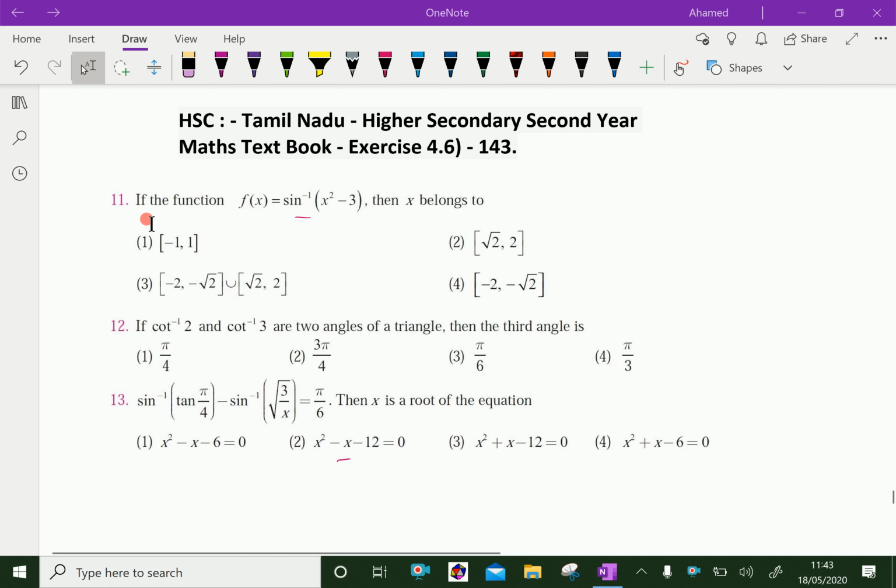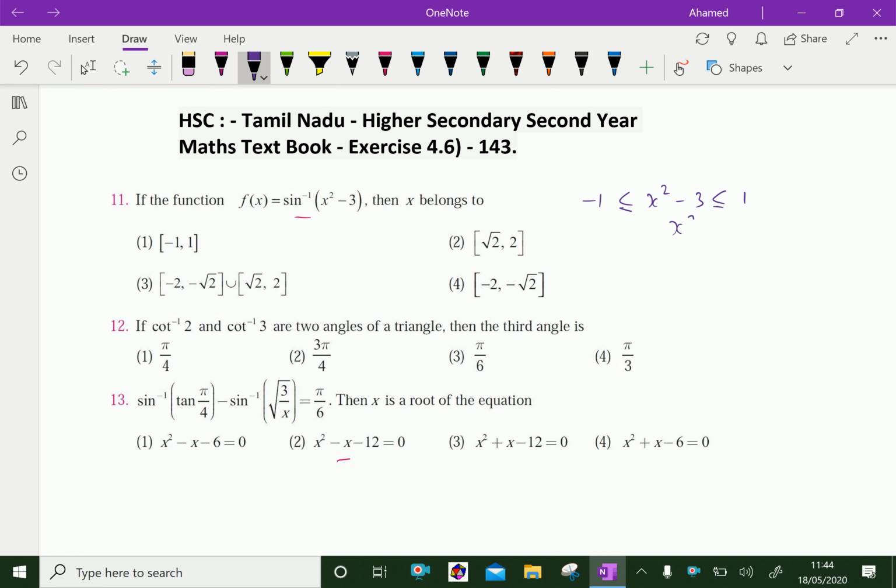Tamil Nadu Higher Secondary Second Year Math Textbook Exercise 4.6, question number 11, multiple choices. If the function f of x equals sine inverse of x squared minus 3, then x belongs to. Here, we know that for the sine inverse function, the range is minus 1 to 1, so x squared minus 3 is lesser or equal to 1.